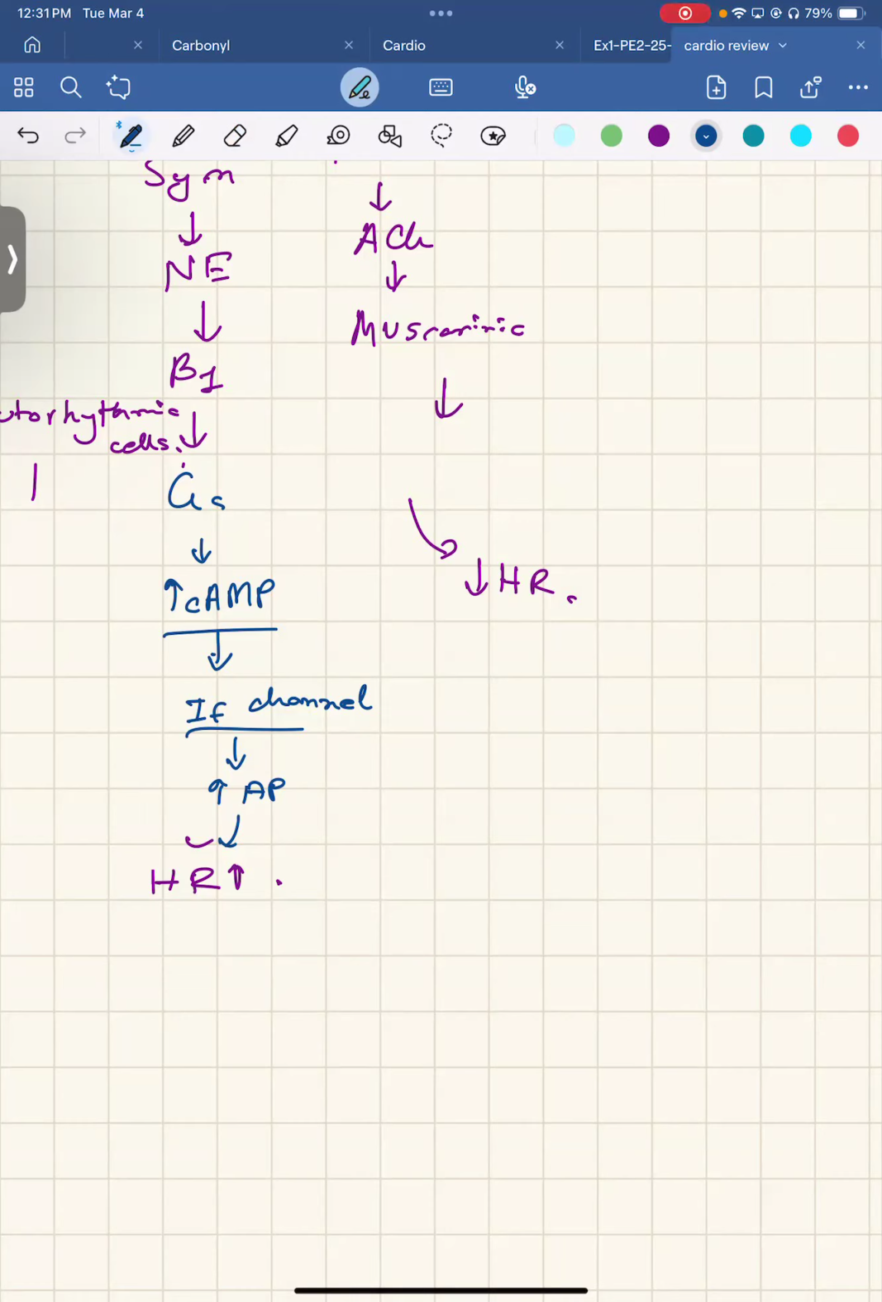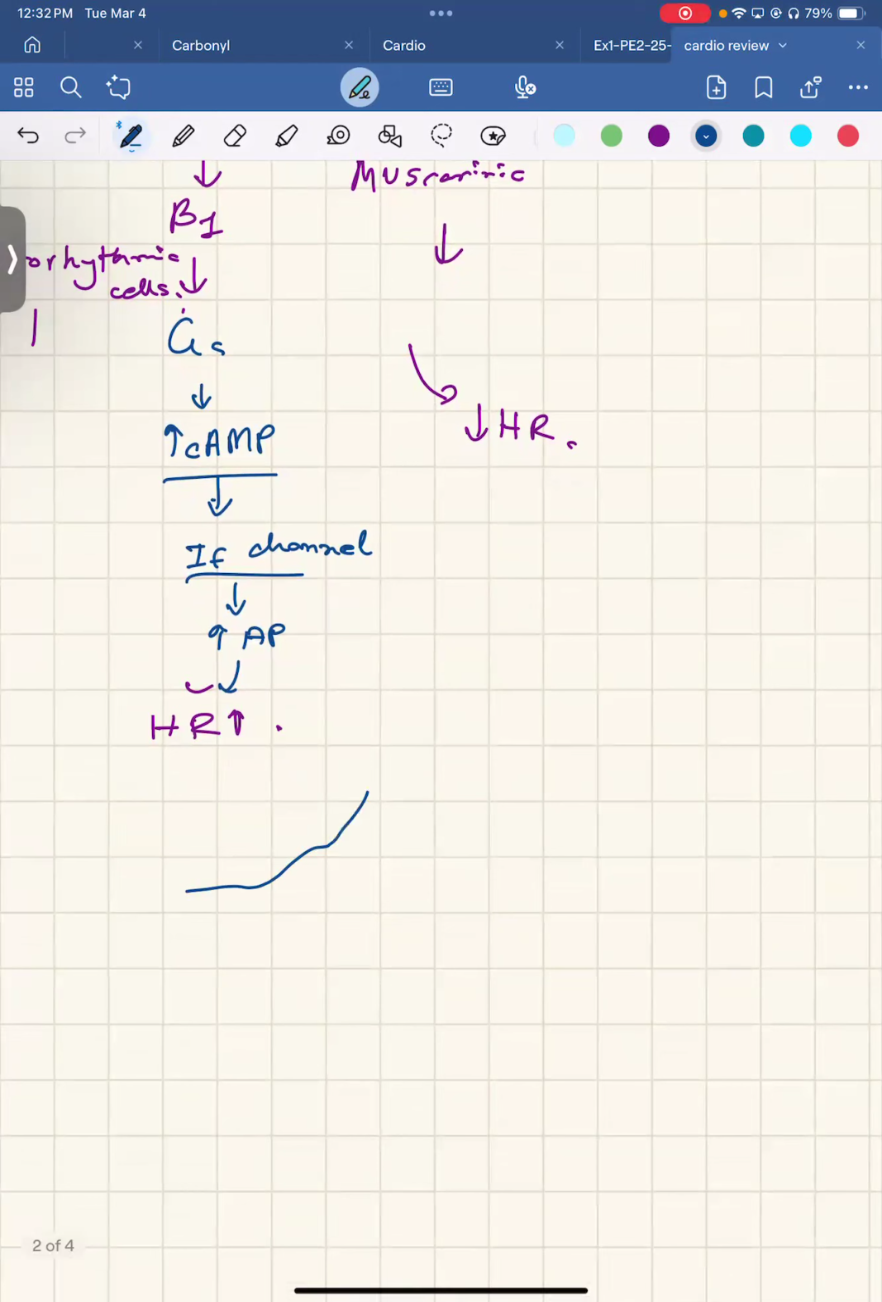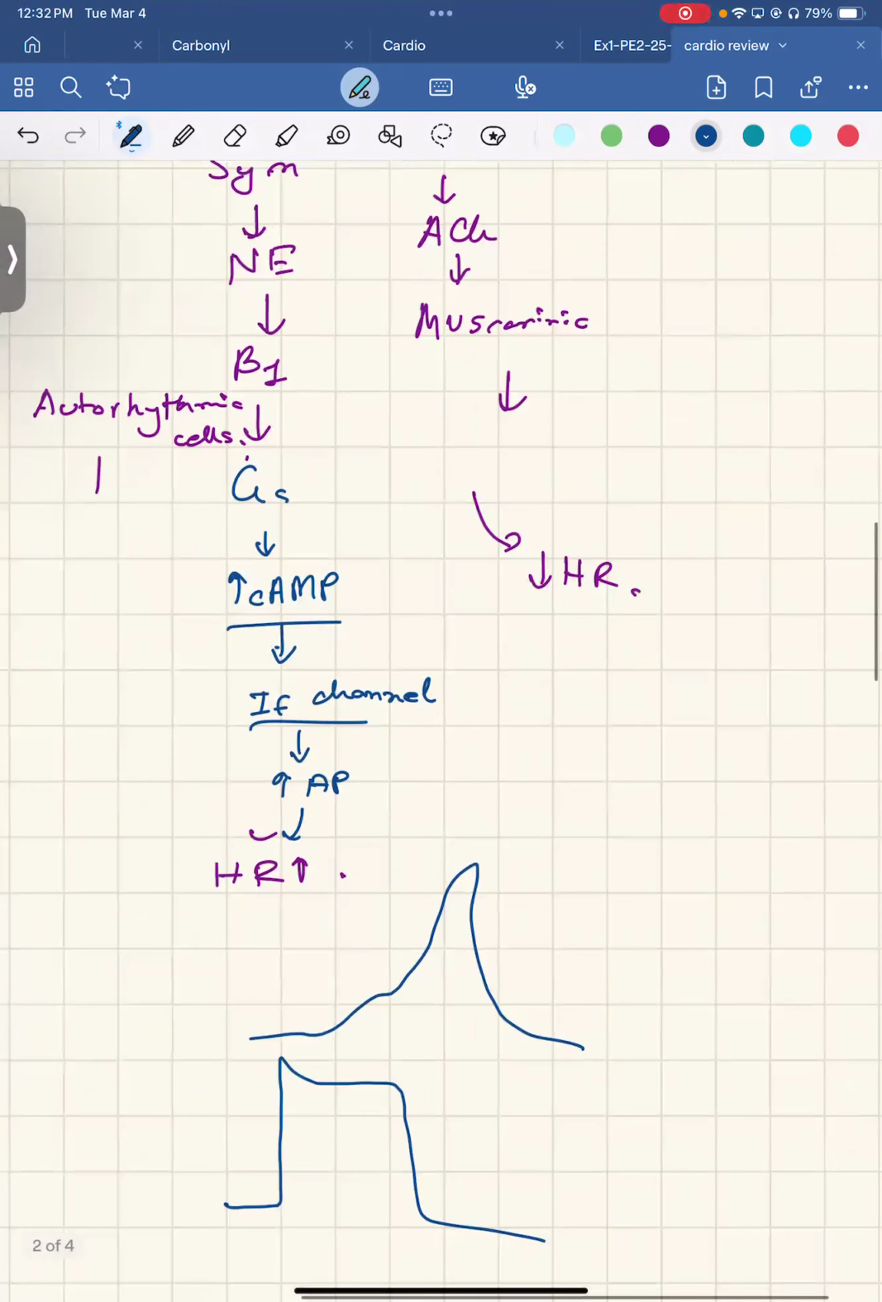For cardiac muscle cells. So that's different muscles, different cells, not the autorhythmic cells. They both look different with the action potential, if you remember. The autorhythmic ones kind of look like this, and the cardiac one looks like this, right? So the mechanism is different. So this was the mechanism for the beta 1 receptor for autorhythmic cells.